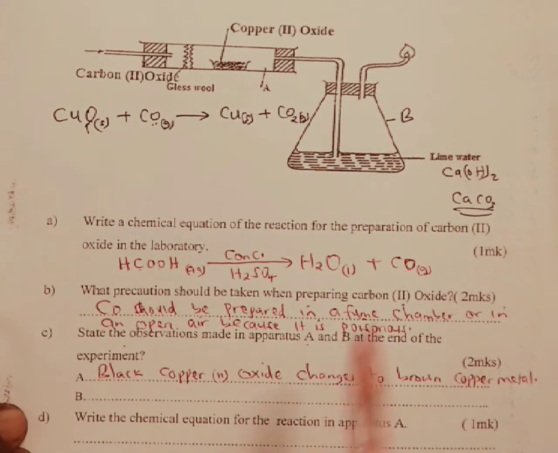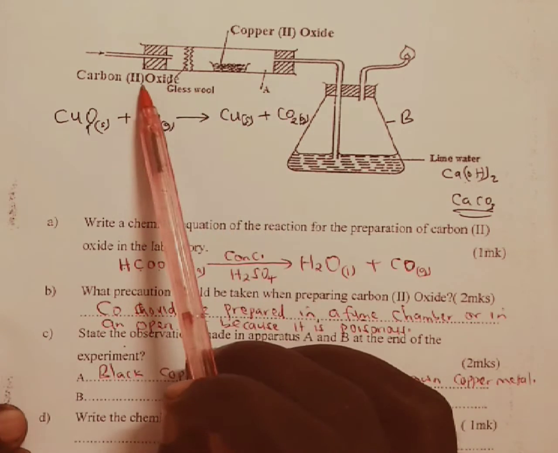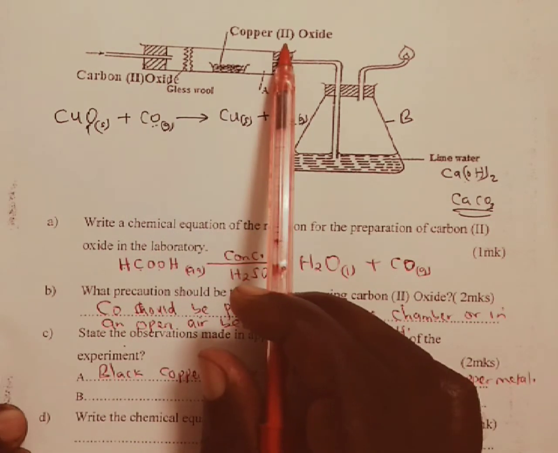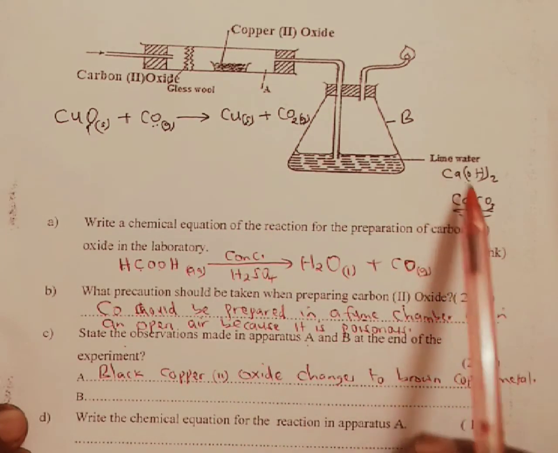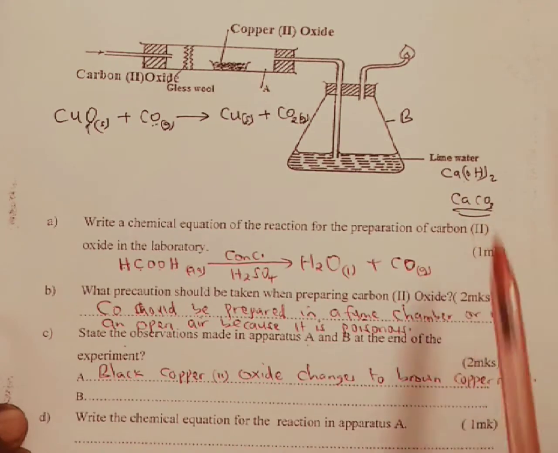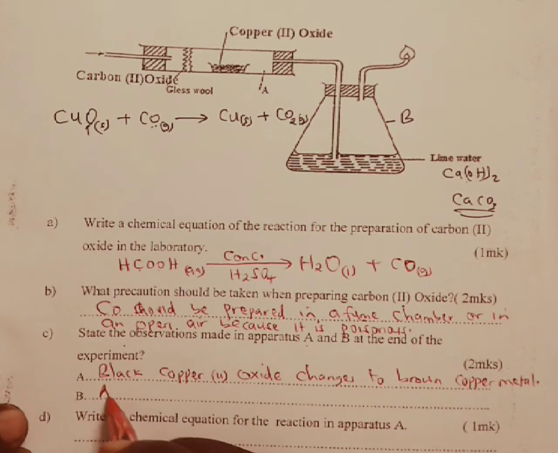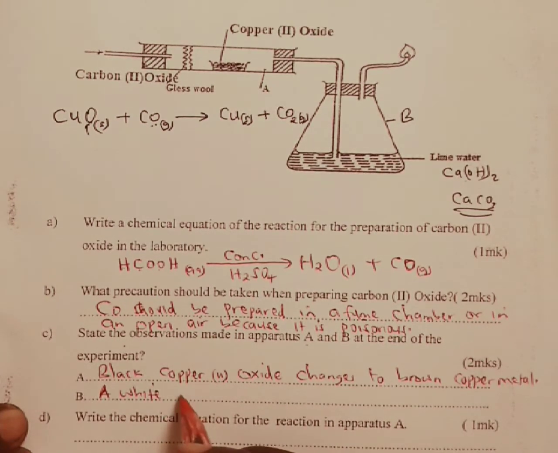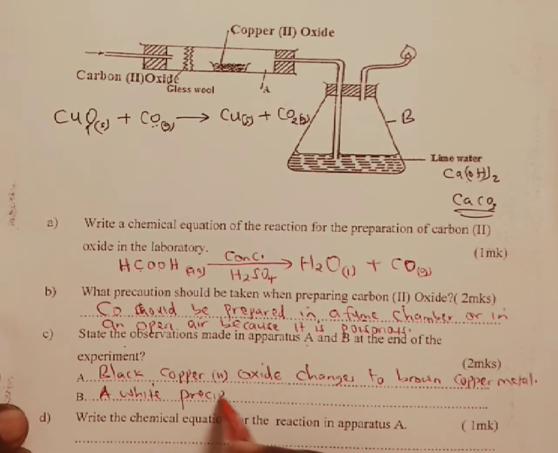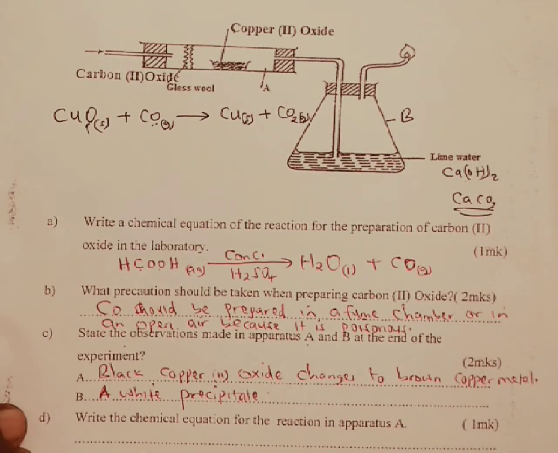Then B: the carbon 4 oxide formed as a result of the reaction between carbon 2 oxide and copper 2 oxide reacts with lime water to form a white precipitate of calcium carbonate. So the observation that you are going to see in B is a white precipitate.